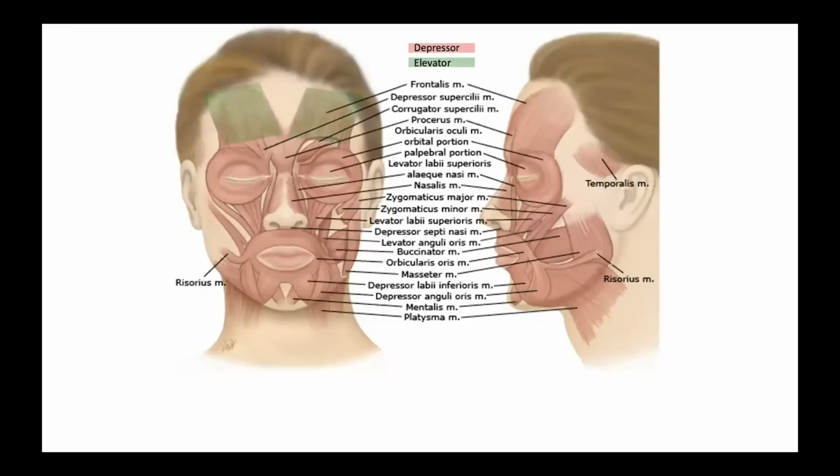And I like this photograph because all of the elevators, these are muscles that bring tissues up, are in green. The depressors are in red. And it turns out if we focus on Botoxing, paralyzing the depressors, we can often lift these structures. We can lift the brow, we can lift the eyelids a little bit by using Botox.